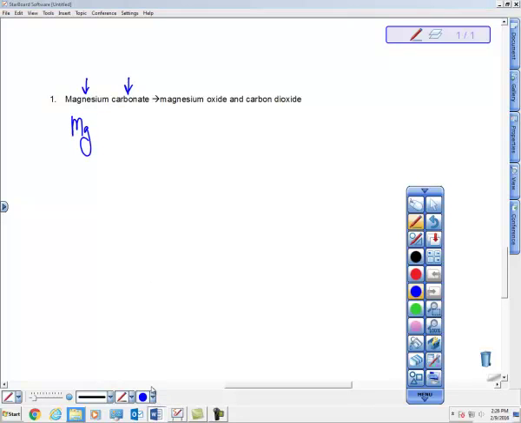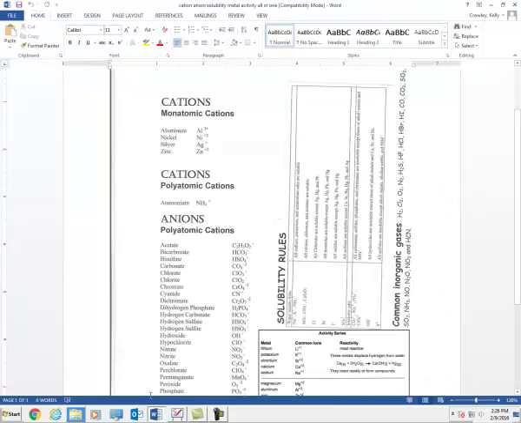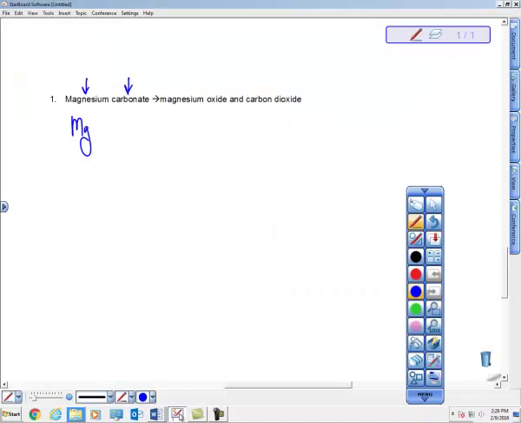You should always have this ready and available when you're working on these problems, okay? Carbonate is CO3 and it has a -2 charge. CO3 with a -2 charge. And this guy, you're going to have to predict his charge. He's +2. Alright, so magnesium carbonate is MgCO3.